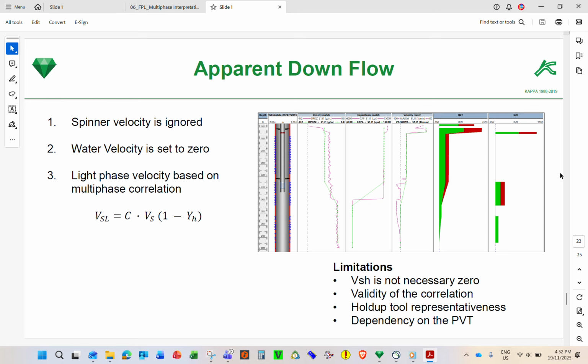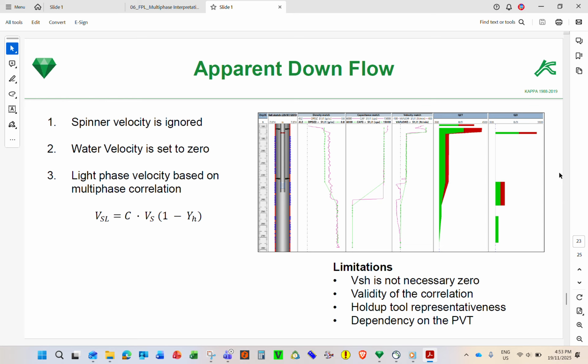So that's the one. We don't know what the C is, yeah? It's a constant, so we don't know. VS we can get from correlation. This one, you can get holdup from capacitor, density, DPDC. That's okay. But when we look at, for example, capacitance, I'm looking at it in the tool, so it's not representing the holdup in the pipe. Yeah, DPDC may be better.